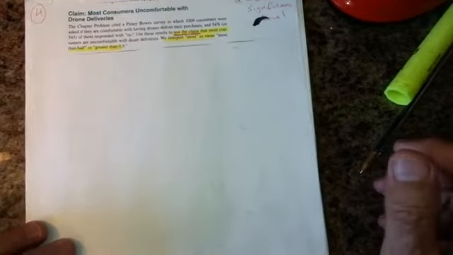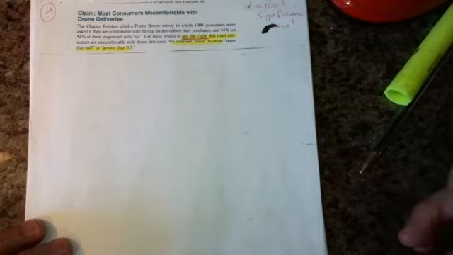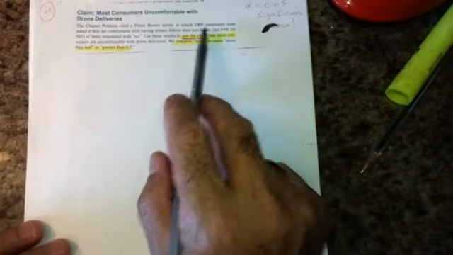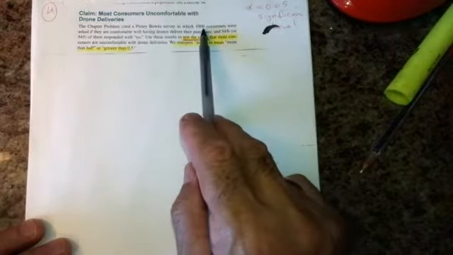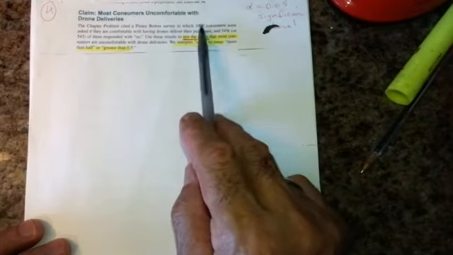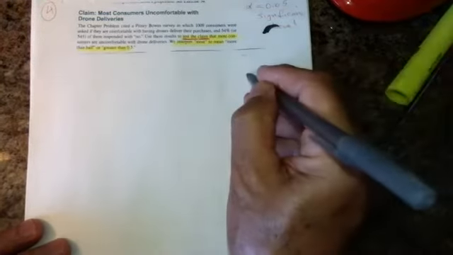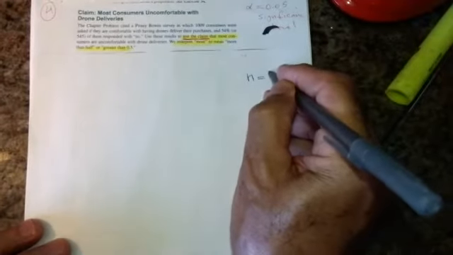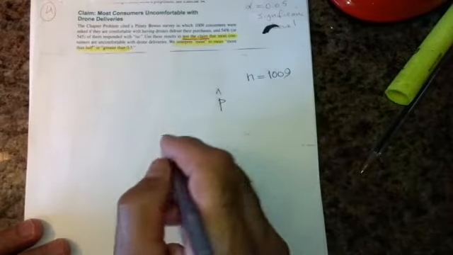In chapter problems, there is a Pitney Bowes survey in which 1,009 consumers were asked if they are comfortable with having drones deliver their purchases. So the value of n is 1,009. 54% of them responded with no. See, we have the n value. p-hat is the proportion of the sample.